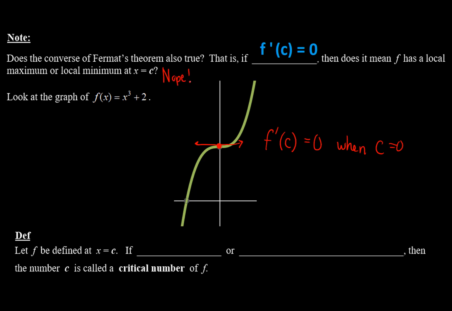What they're saying, though, is that as long as you've got a function that's defined at c, and if you have a critical number where the derivative at that critical number is 0, or if f prime of c does not exist at that point, then your c is called a critical number of f. And that critical number may or may not have a maximum or a minimum.